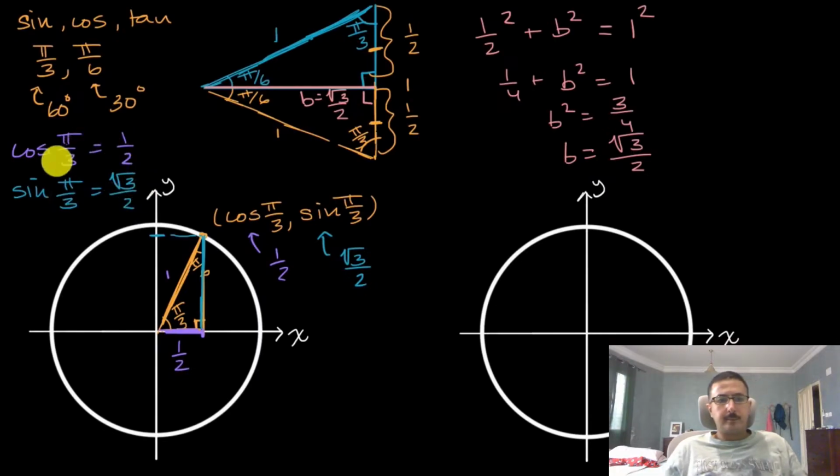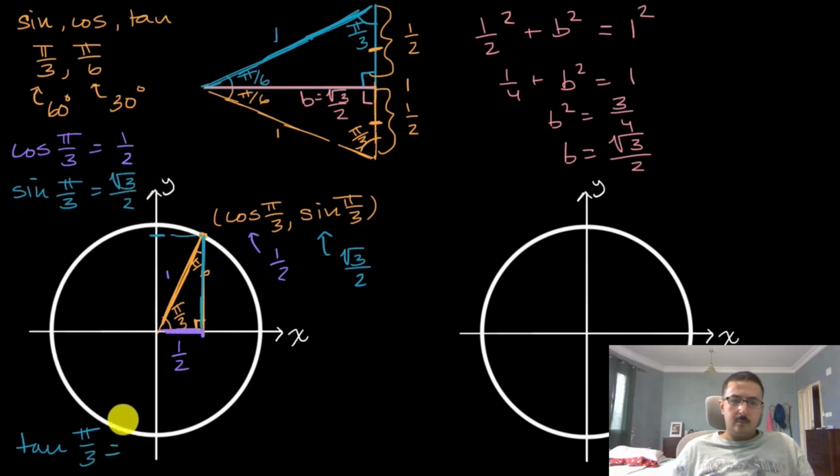And then, of course, from these, we can figure out the tangent. The tangent is just going to be the sine over the cosine. So let me write it down here. The tangent of pi over 3 is going to be the sine, which is square root of 3 over 2, over the cosine, which is 1/2. Got a little squunchy down there. And so this is just going to be square root of 3 over 2 times 2, which is just going to be square root of 3.